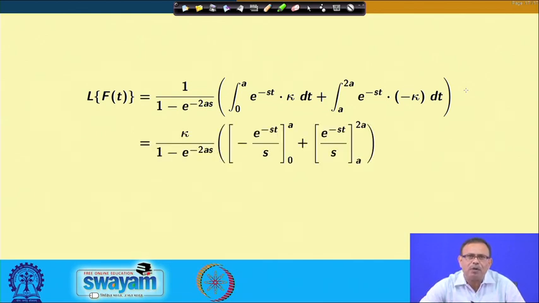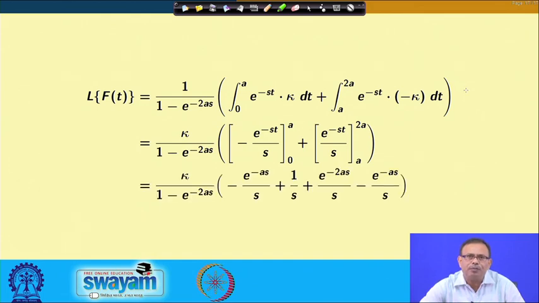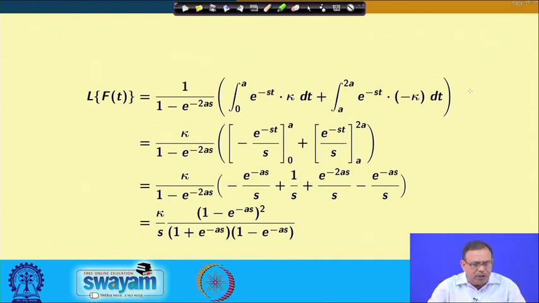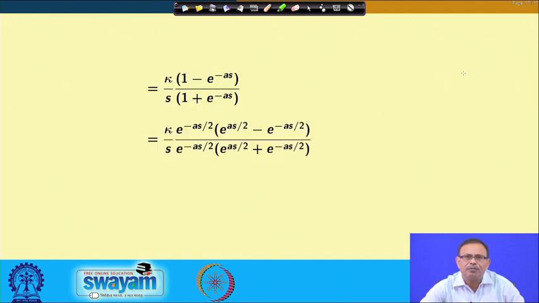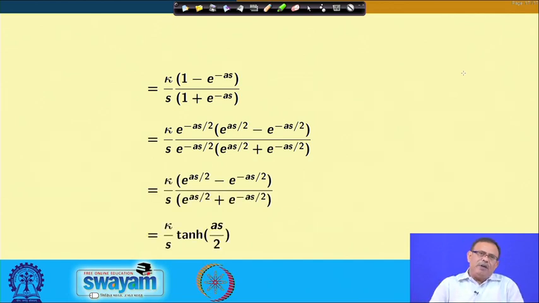Now, again the rest of the process is the evaluation of the integrals only, and finally, you will obtain this particular result over here. And if you further evaluate this, I can just simplify. These are the simplification processes, and ultimately in a very compact form I can write down for this particular function the Laplace transform is k by s into tanh of a s by 2.